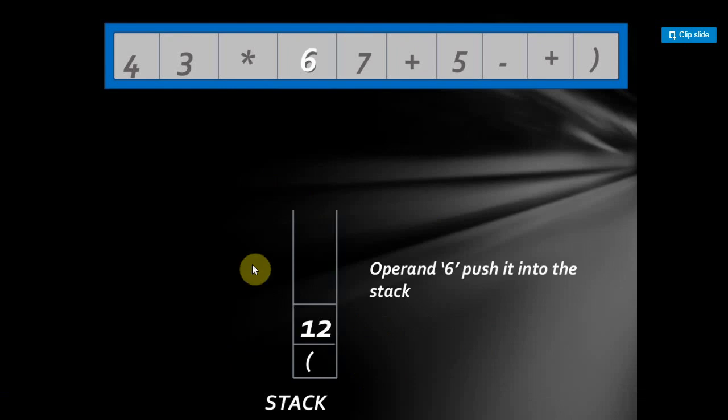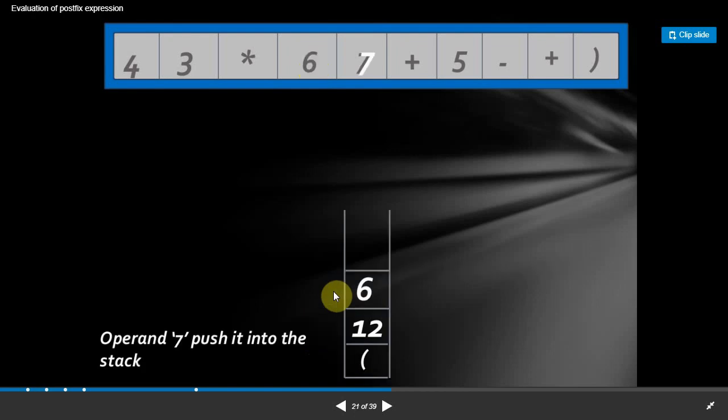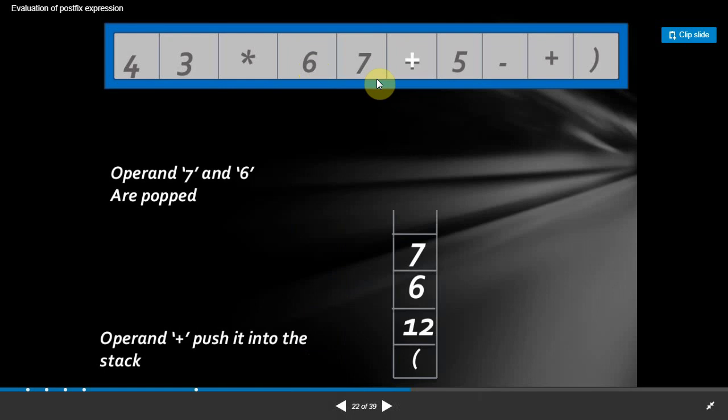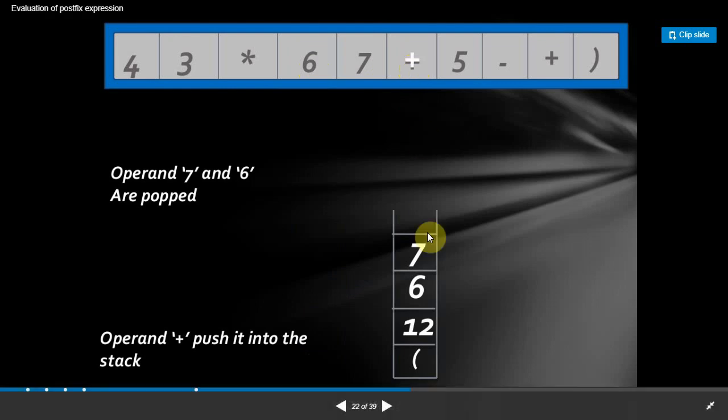And what is the next input? 6. 6 is an operand, just push it into the stack. Next 7 is an operand, push it into the stack. Next one is the plus. Plus is an operator. So whenever any operator comes, you have to pop the top 2 elements from the stack. The top 2 elements are 7 and 6. Just pop them.